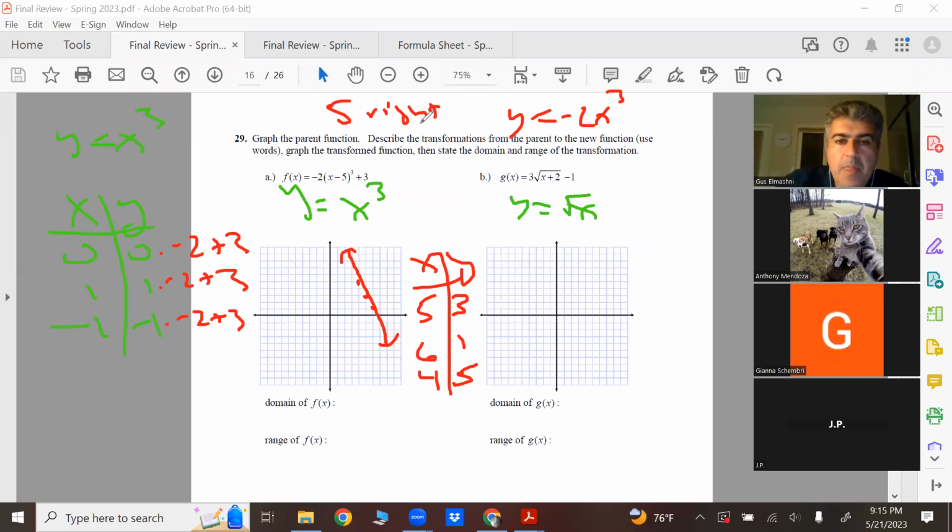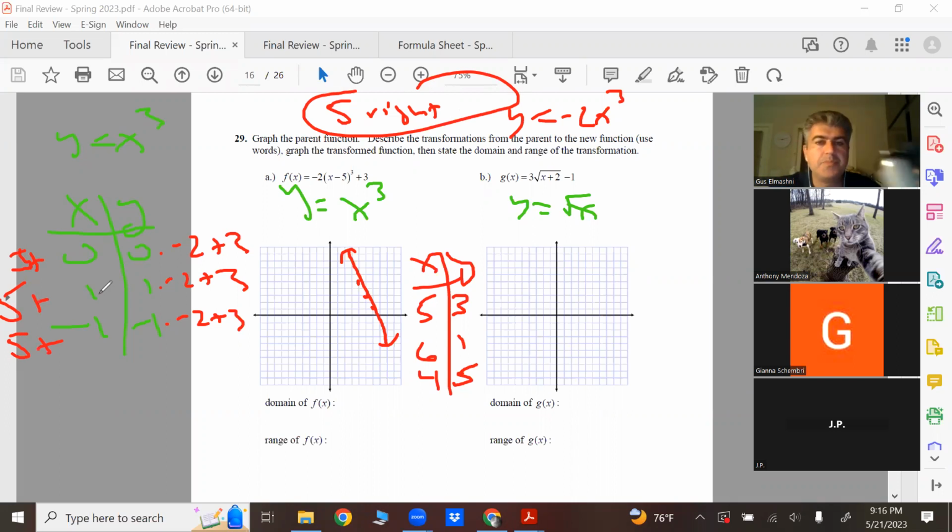Why did you choose 5, 6, 4 for your x's? I didn't choose 5, 6, 4. I altered it based upon going 5 right, so I added 5 to these here. You're plugging in 0, 1, -1 into the parent function, because those are easy numbers to plug in. And then I make an adjustment based upon the transformations in the equation. So for the y value, you're adding 3 and subtracting 2? Well, we multiply by -2, then add 3 after that, because it's PEMDAS.